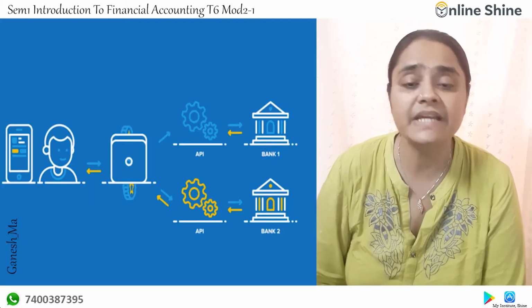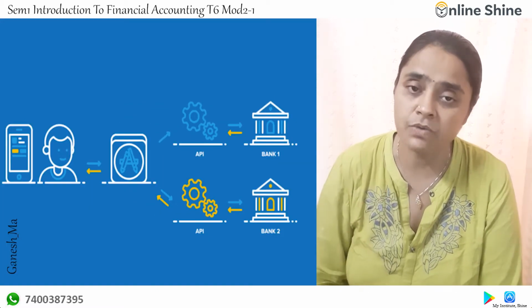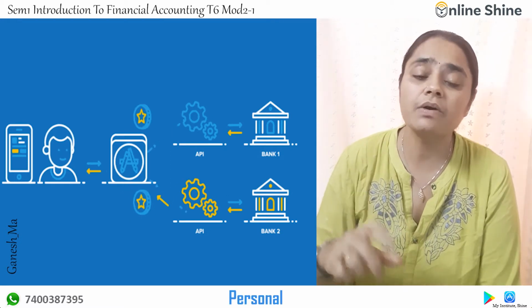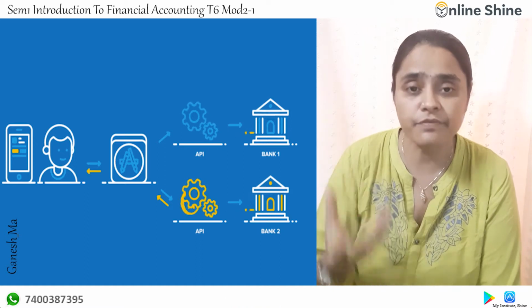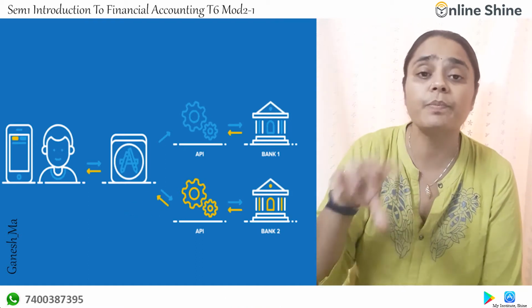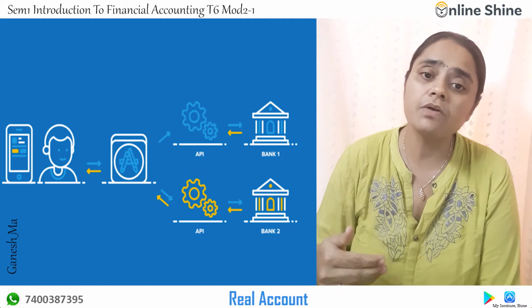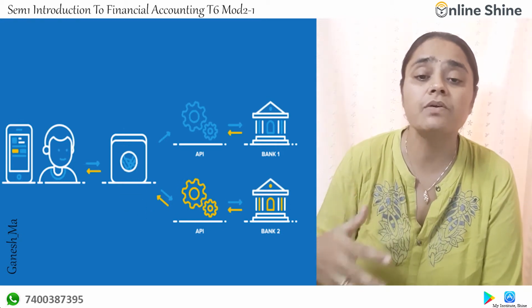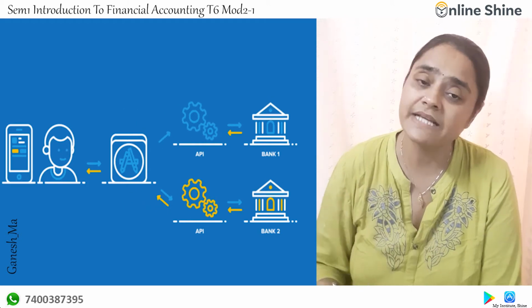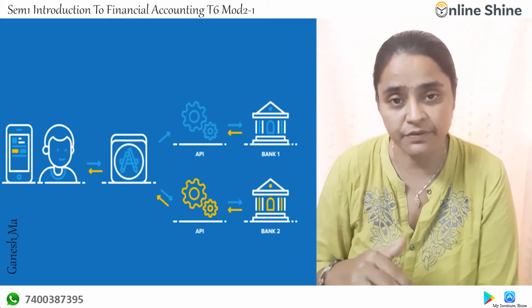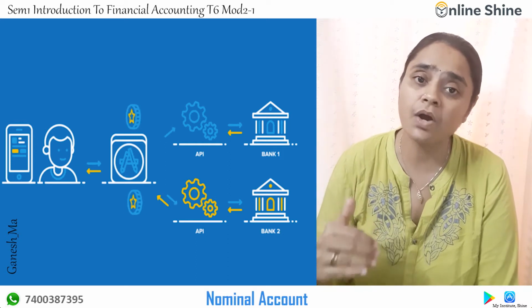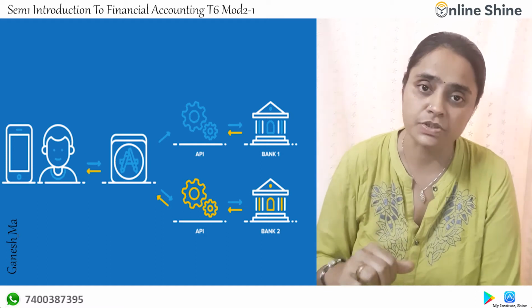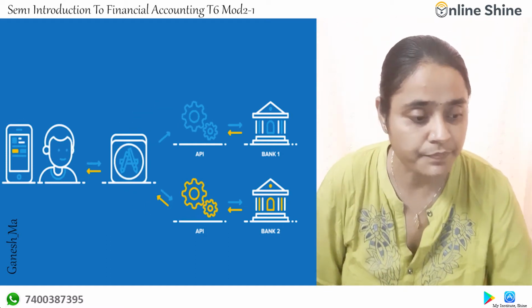Now basically here we can see there are 3 types of accounts: personal account, real account, and nominal account. Personal account is an account of an individual or a group of individuals, or a group of artificial persons. Real account is an account of your assets: your current assets, your fixed assets, your investments and everything. And the last one is your nominal account, which includes your accounts of income or expenses, or profit or loss.